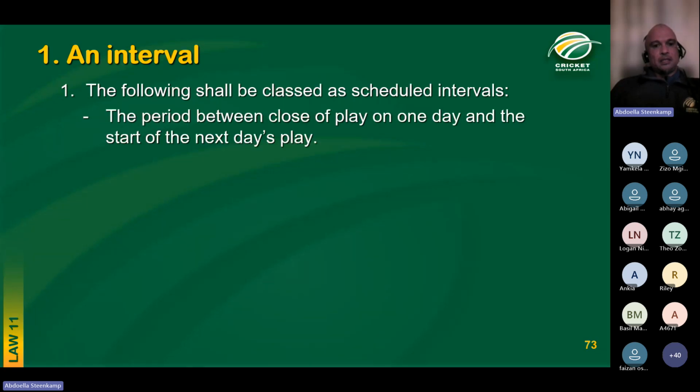First example is the period between close of play on day one and the start of play the next day. So let's use our test match as an example that spans over 5 days. Day one starts at 10 and ends at 5. Day two will again start at 10. So that period between 5 o'clock on day one and 10 o'clock on day two is seen in the law as a scheduled interval.